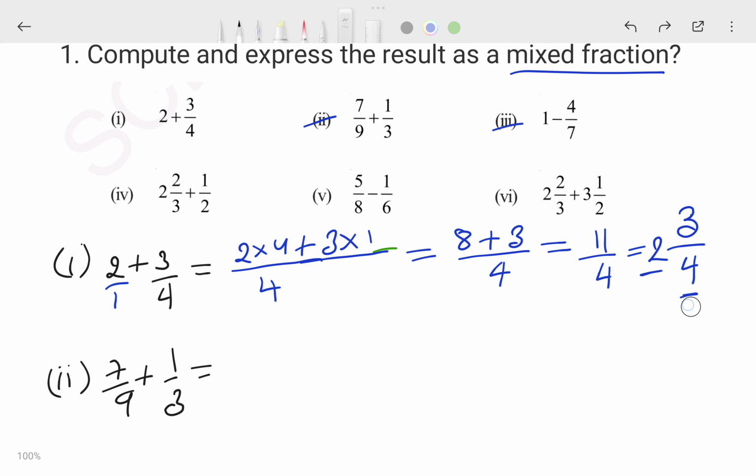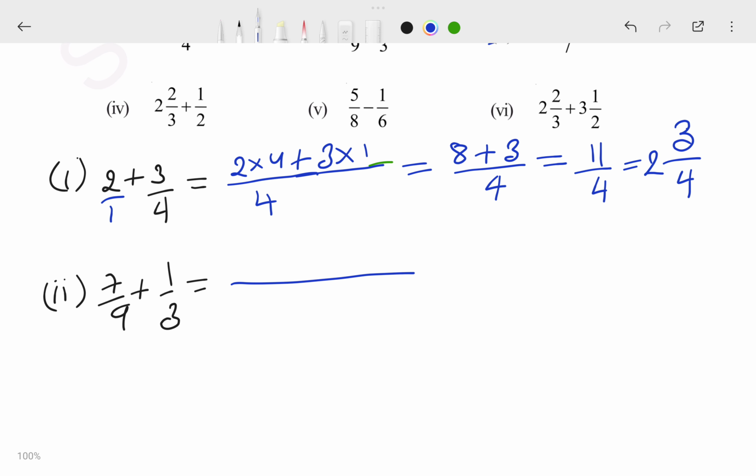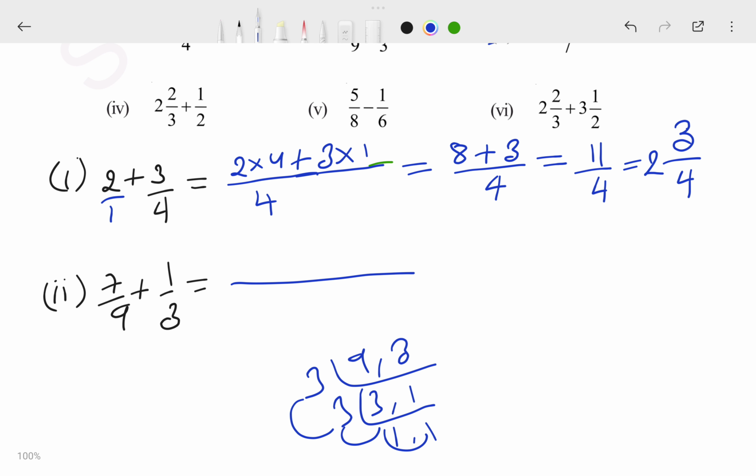So now let's see another question. Here is another question: 7 by 9 plus 1 by 3. If you take the LCM of 9 and 3, then 3 3s are 9 and 3 1s are 3, and this one 3 3s are 9, 9 1s are 9. So if you take the LCM, that is 9 only.